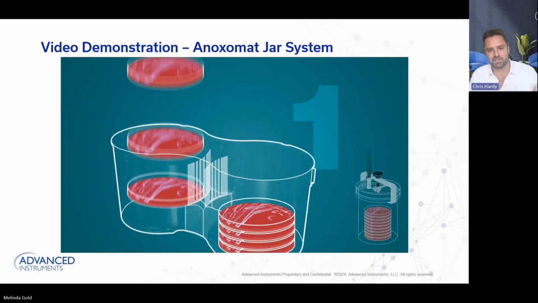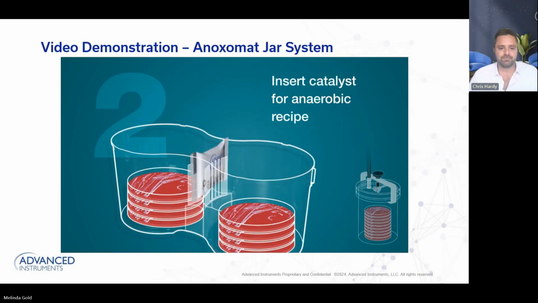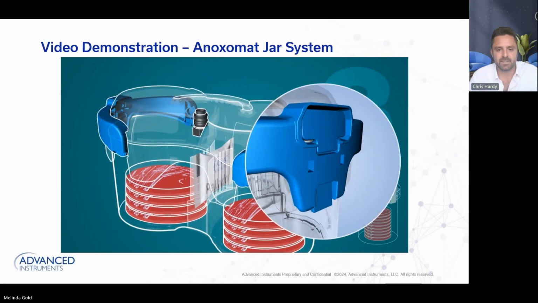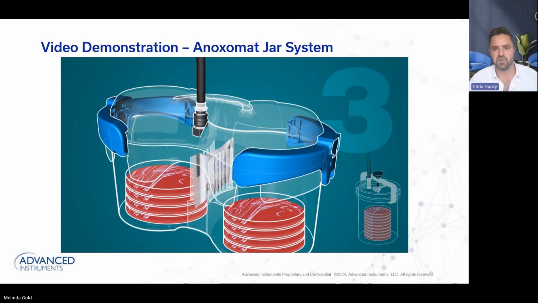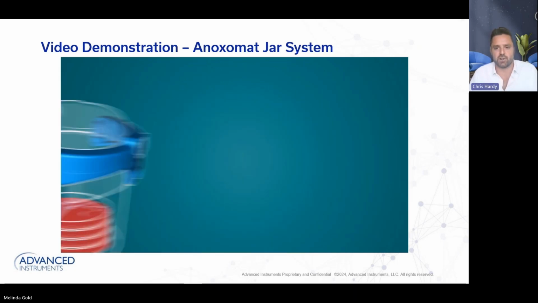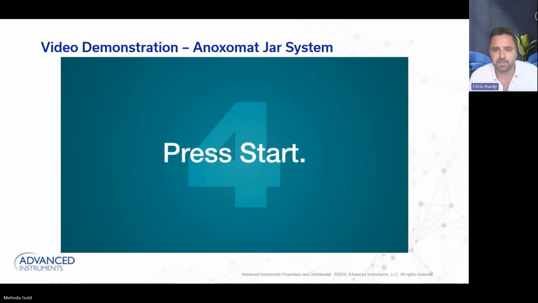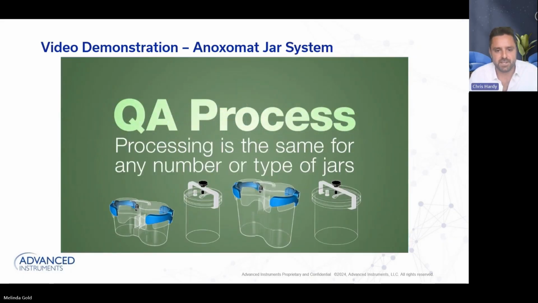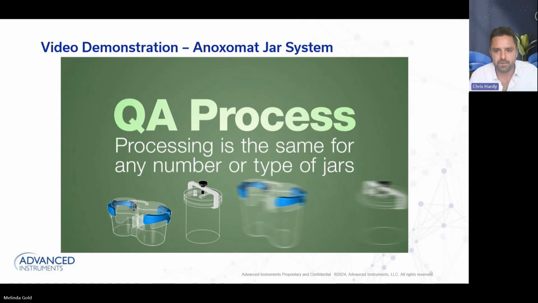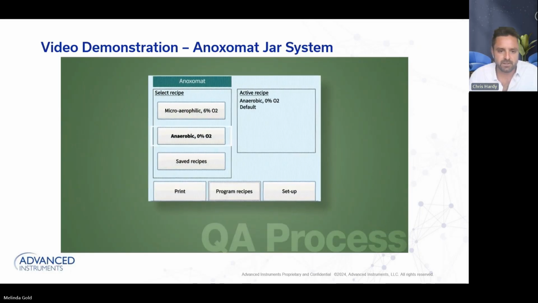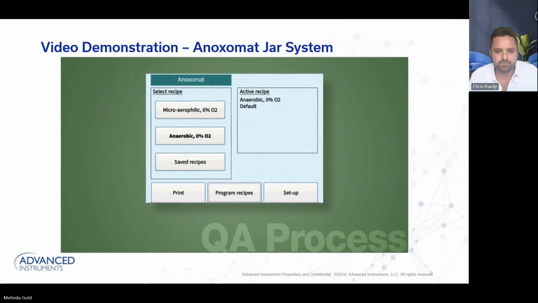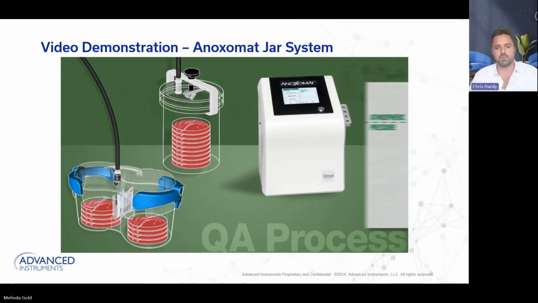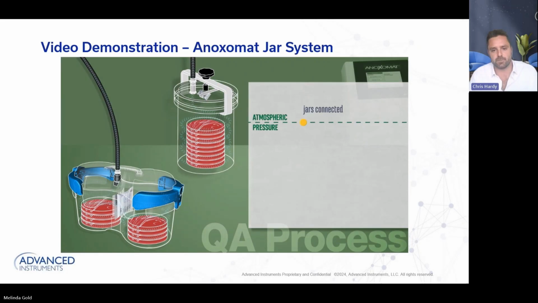Similar to the other jar, this is 12 plates here for your catalyst. And you see a little click with these jars, so you know that it's shut. Connect your jar, and you click start. Now you have the QC test associated with the environment that you want to select. It's going to do this evacuation replacement. So this is going to be the anaerobic recipe.